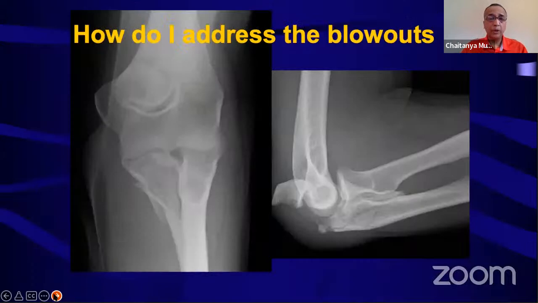What do I do about the blowouts? Well, here's a person who had this blowout. You can see on both sides, you have the anterior quadrilateral plate.